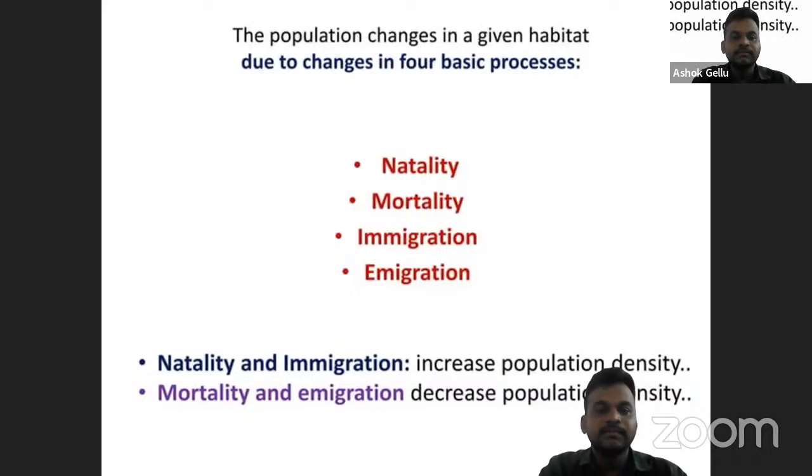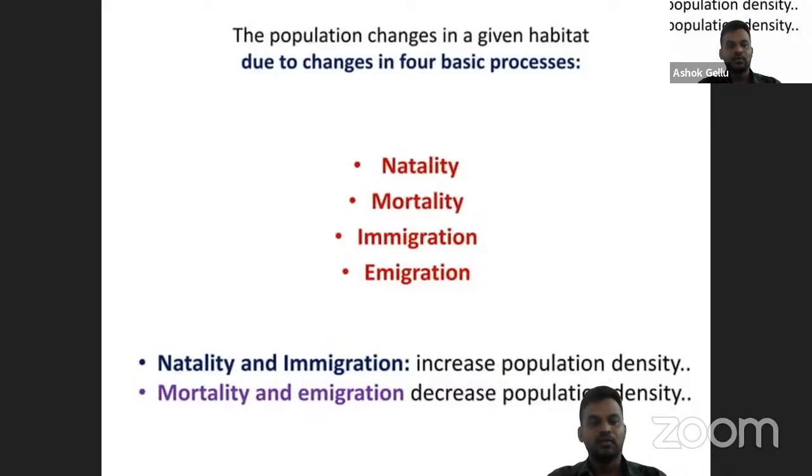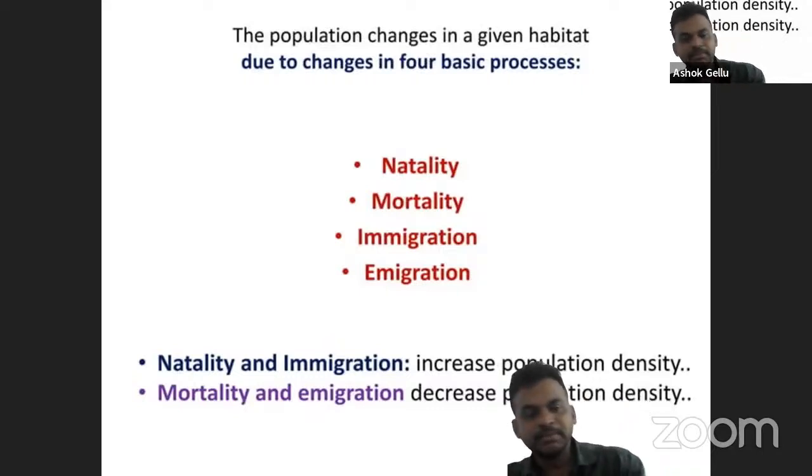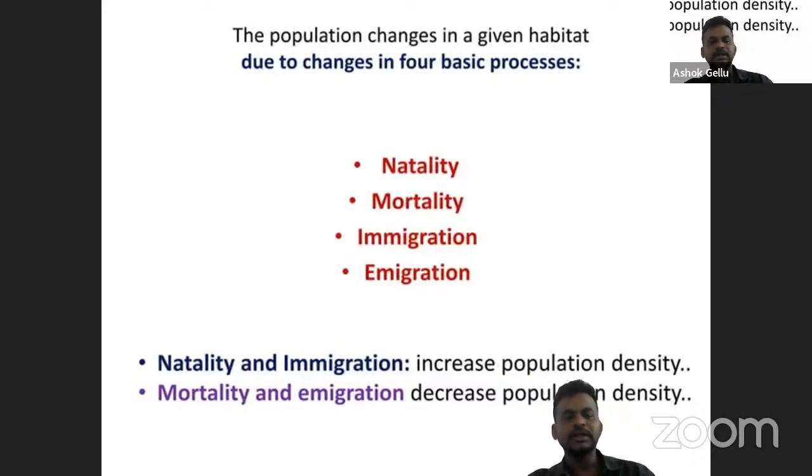Population changes in a given habitat due to changes in four basic processes: natality, mortality, immigration, and emigration. Natality and immigration increase the population density. Mortality and emigration decrease the population density.